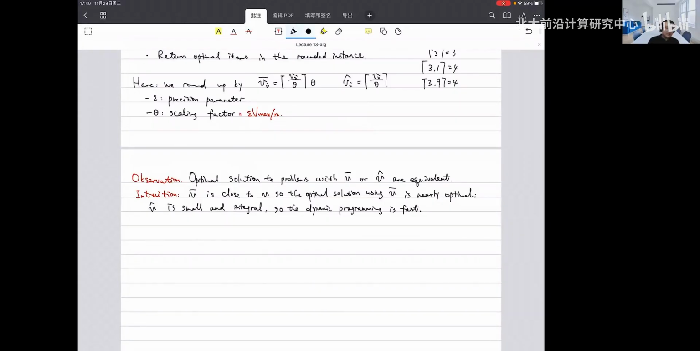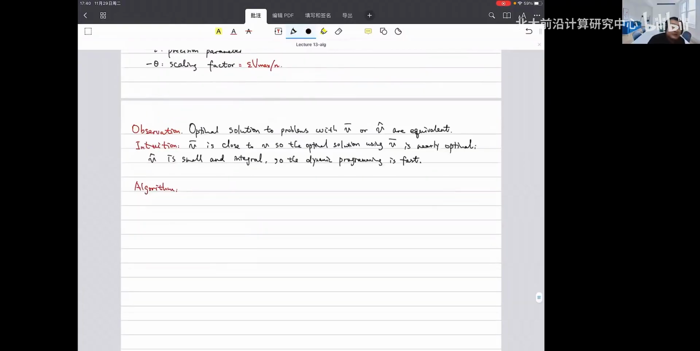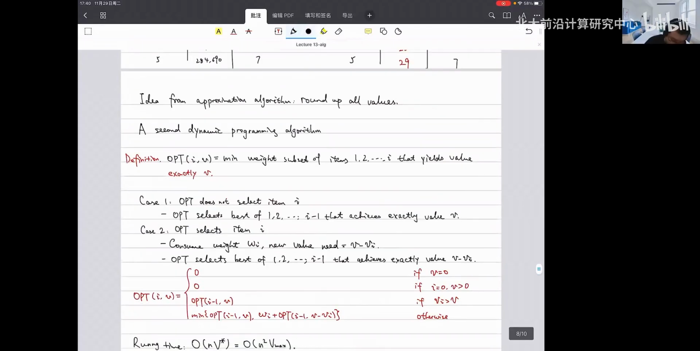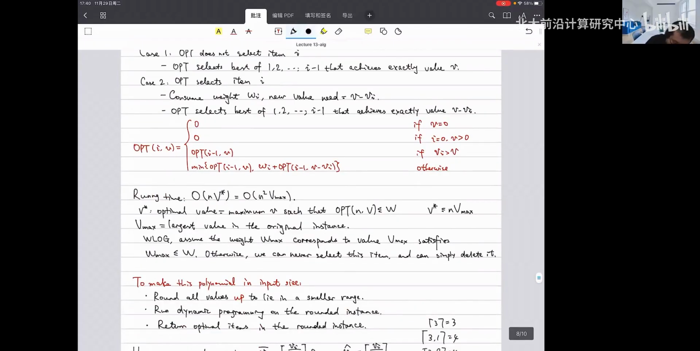Okay, so this is the intuition. And the final algorithm is super simple. The algorithm that we are going to use here is just that we run dynamic programming, actually the value version, which is basically this version. So we say this is the value version.